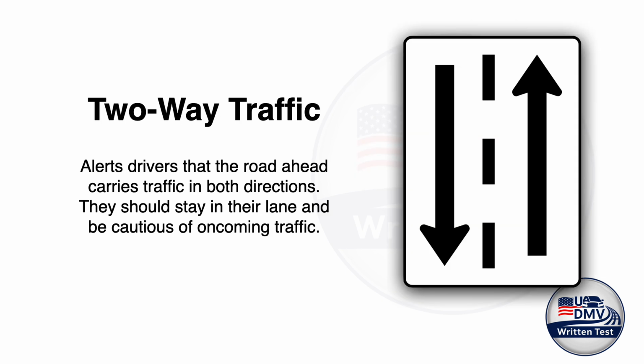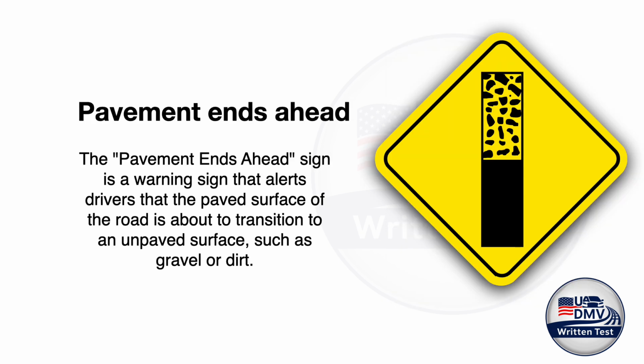Two-way traffic alerts drivers that the road ahead carries traffic in both directions. They should stay in their lane and be cautious of oncoming traffic. Pavement ends ahead. The pavement ends ahead sign is a warning sign that alerts drivers that the paved surface of the road is about to transition to an unpaved surface, such as gravel or dirt.